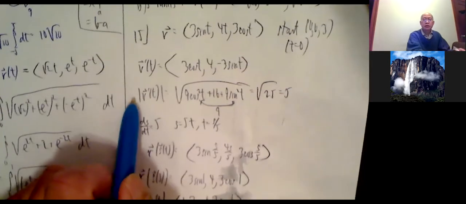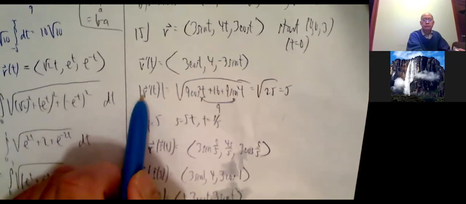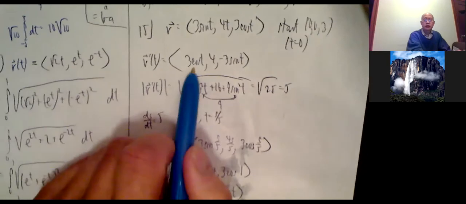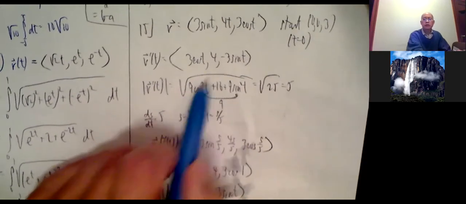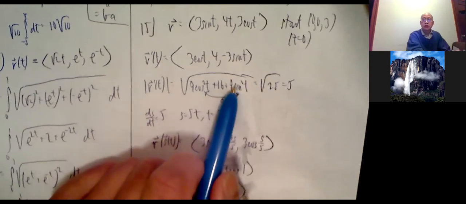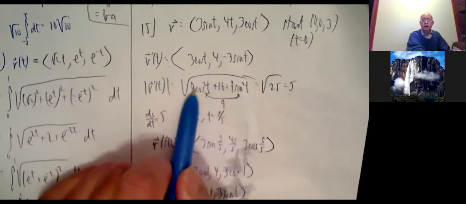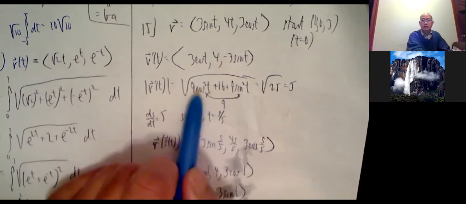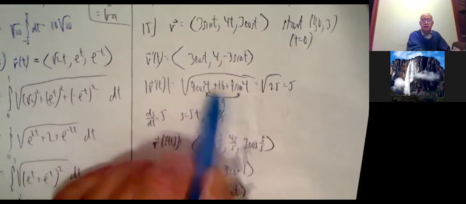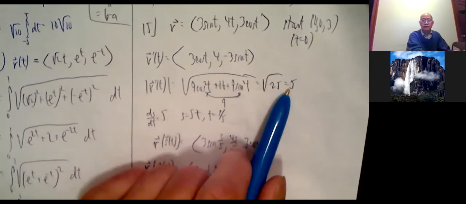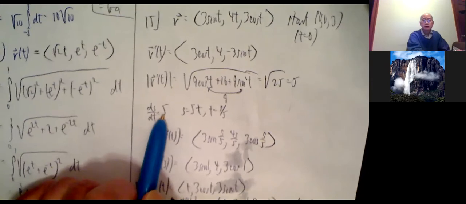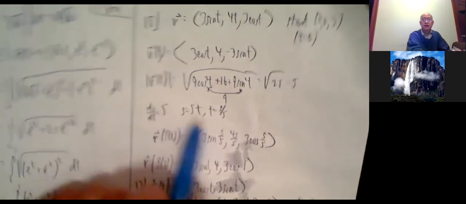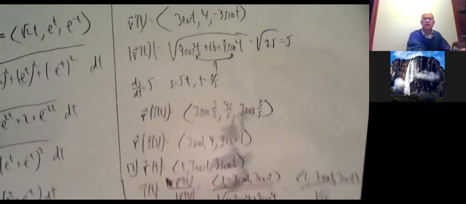Now, what is the magnitude of r prime? So square root of this thing squared plus this thing squared plus this thing squared. So 9 cosine squared t plus 16 plus 9 sine squared t. 9 cosine squared plus 9 sine squared is 9. 9 plus 16 is 25, so 5. So that means ds/dt is 5, which means s is equal to 5t, or t is equal to s over 5.